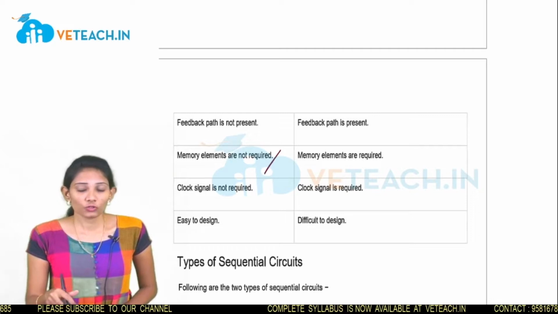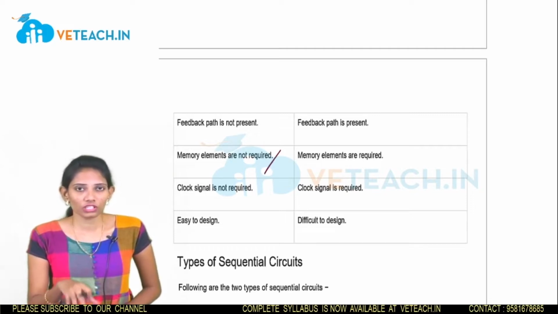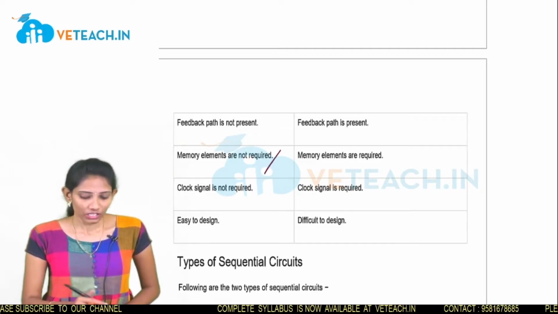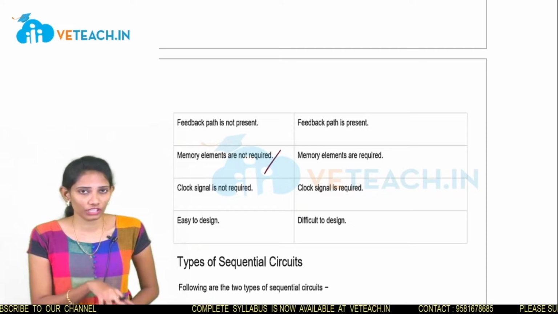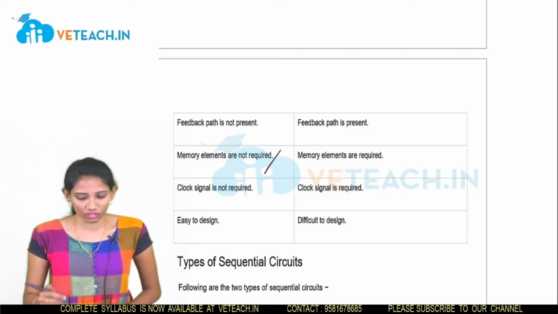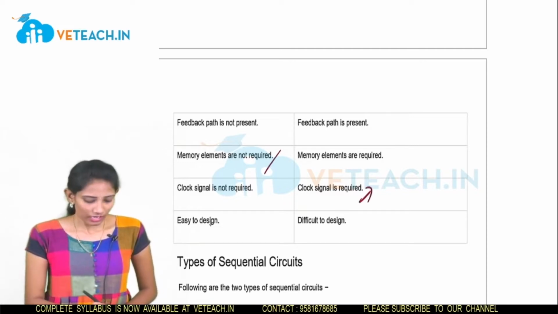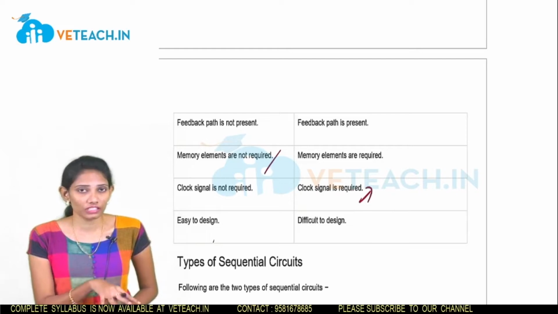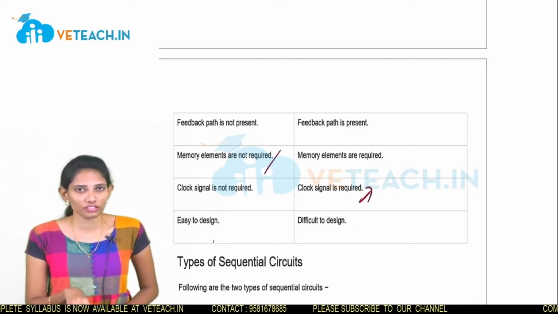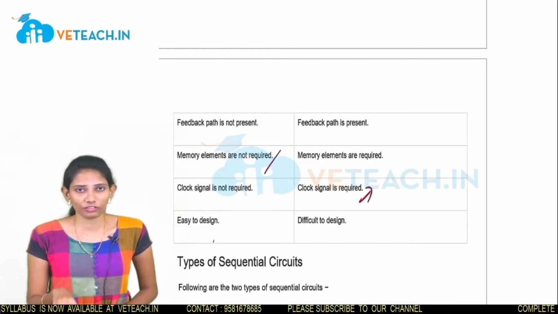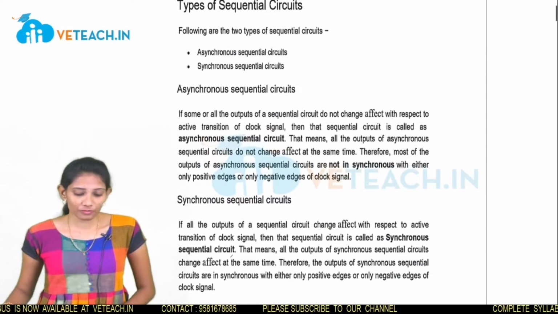Next, to trigger these memory elements we need to give a clock signal. That's why the combinational circuit does not have any clock signal, but the sequential circuit has a clock signal. Next, combinational circuits are easy to design, and sequential circuits are somewhat difficult to design. Next, types of sequential circuits.